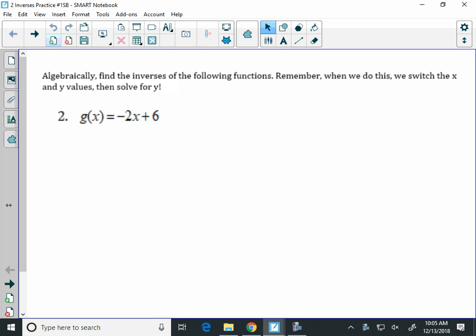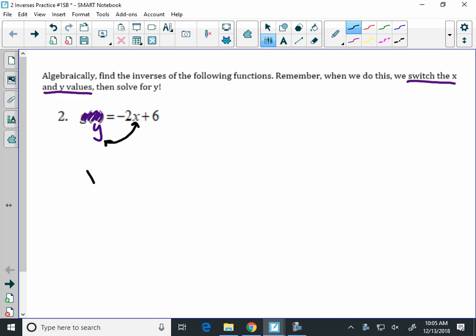It says algebraically find the inverse of each of the following functions. Right? It even gives you the hint. When you find an inverse, you switch the letters x and y and then solve for y. So number 2 says g of x equals negative 2x plus 6. Remember that g of x is the same thing as y equals negative 2x plus 6. So the first step in finding an inverse is to switch those letters and write this as x equals negative 2y plus 6. Now what you need to do is get y by itself.